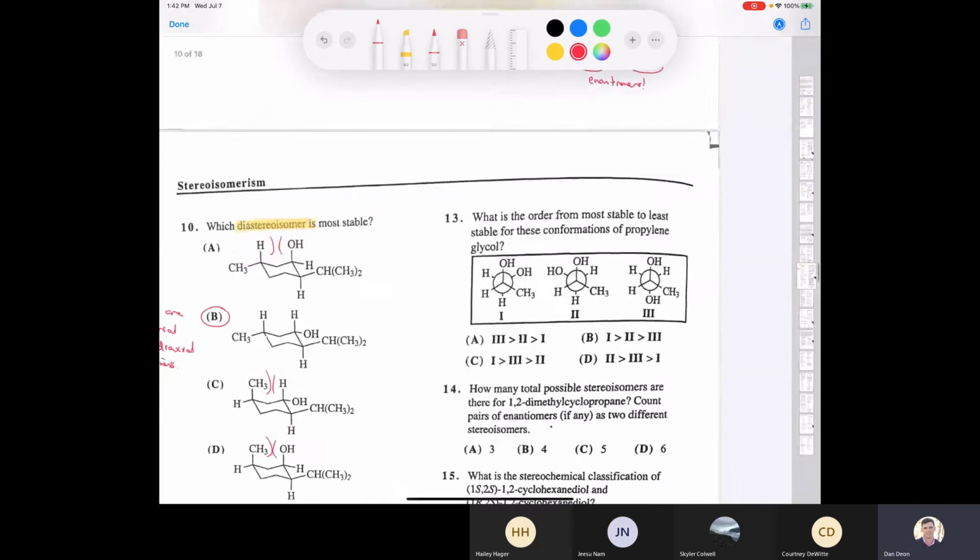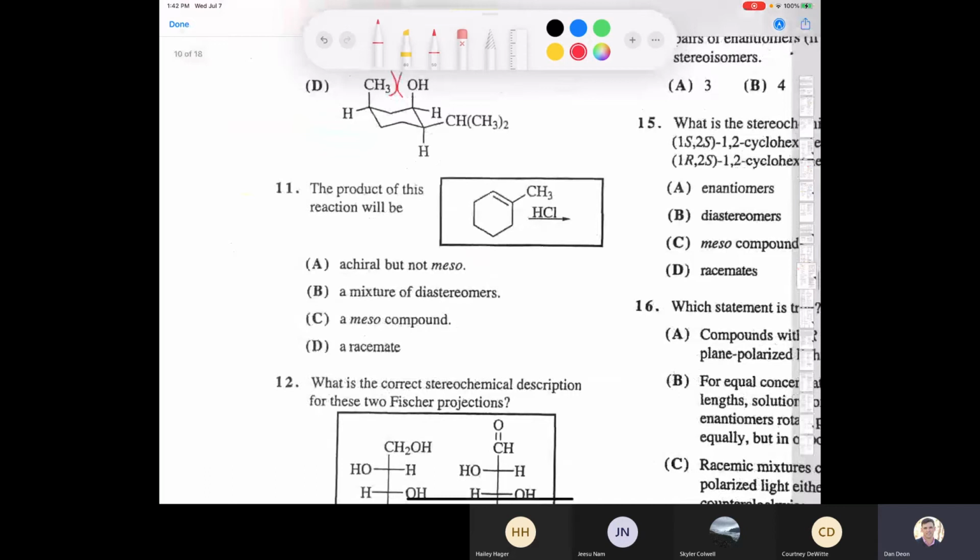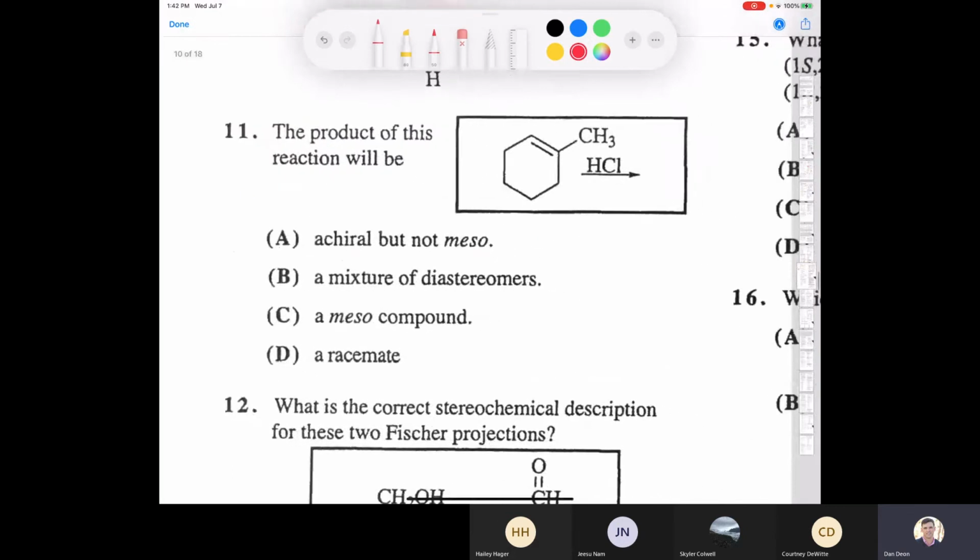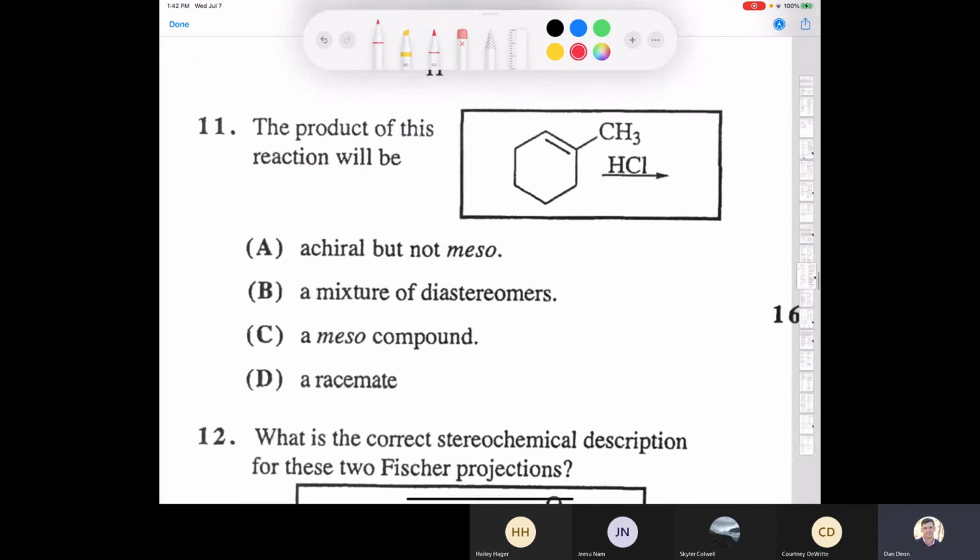Okay, let's take a look at question 11. It says the product of this reaction will be achiral, not meso, a mixture of diastereomers, a meso compound, or a racemate. I'll let you think about it. I'm going to draw a partial mechanism here.